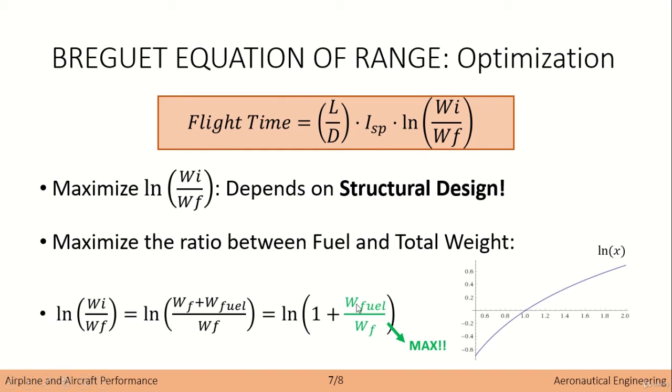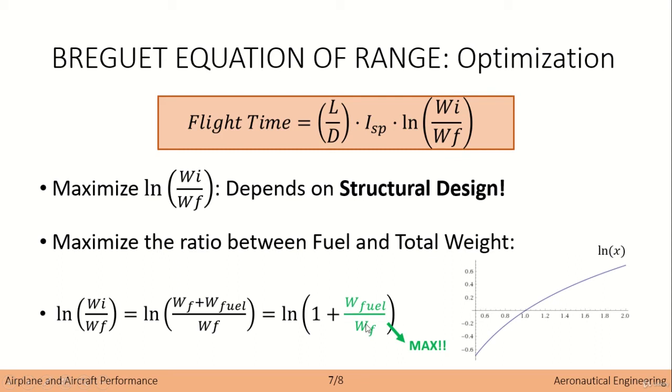Now, in order to maximize this function, which is what we want to do, we have to maximize this term over here. And as you can see, this function, the natural logarithm, increases with the amount of fuel that we put. Because if the fuel is, say, 1/10 of the final weight, then this coefficient would be 0.1. So we would have 1 plus 0.1, and this would be 1.1. So the natural logarithm of 1.1, on this graph, would be this value over here.